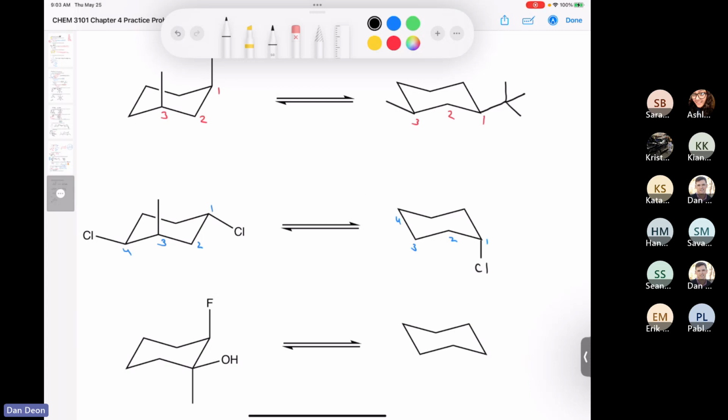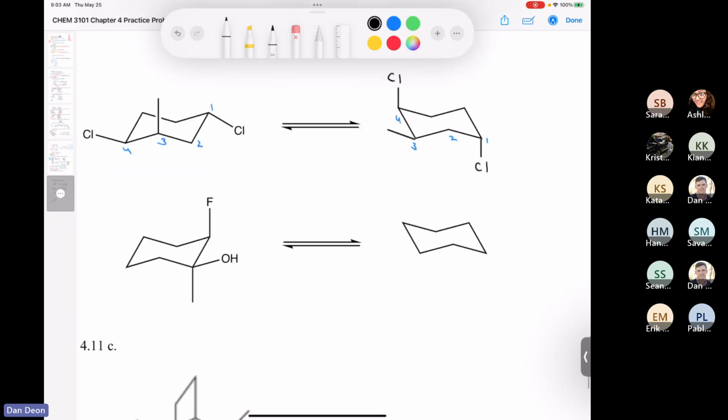The methyl group on carbon 3 is going up and axial, so when we flip the ring, it's going to be up and equatorial. Perfect. We draw up and equatorial, and the last one is the chlorine, which is up and equatorial. So in here, it's got to be up and axial. All right, let's look at the next one.